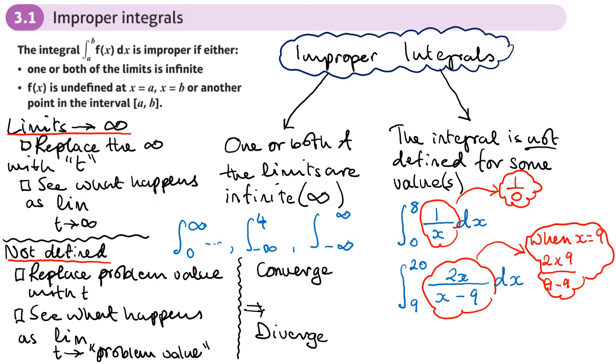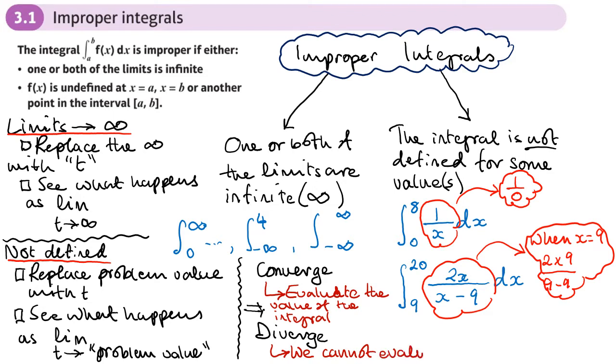Now, if it converges, then what that means is that the improper integral has a value that it converges to, so we can evaluate the value of the integral if it converges. If it diverges, we cannot evaluate the value of the integral.